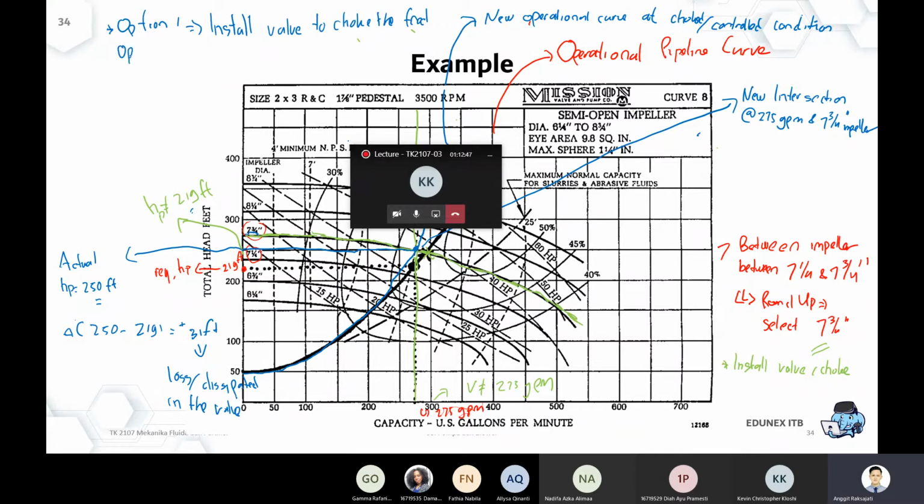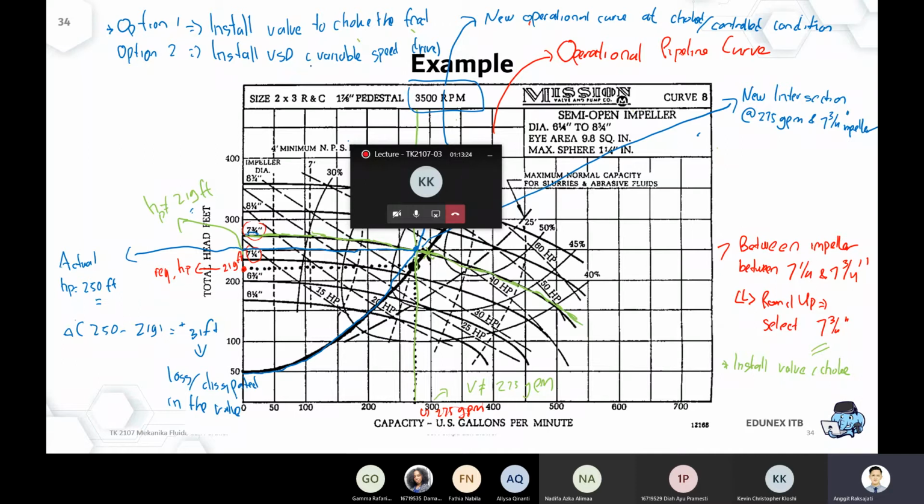But actually, there is option two, if you want to explore the other part of the pump, which is to install a VSD, variable speed drive. For some types of pump, it's optional to install a variable speed drive. You can see that this particular pump works at 3500 RPM.